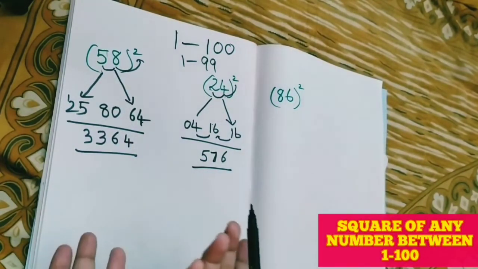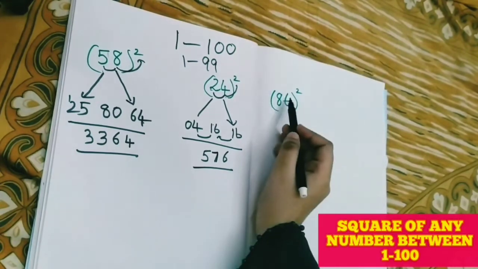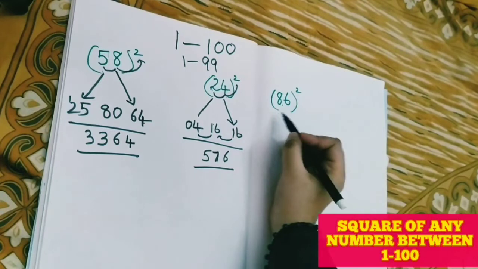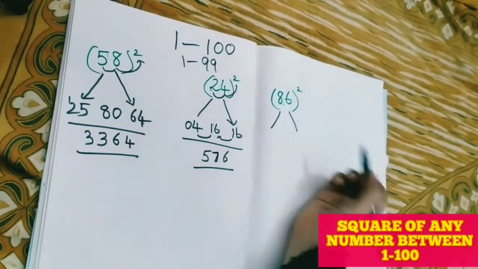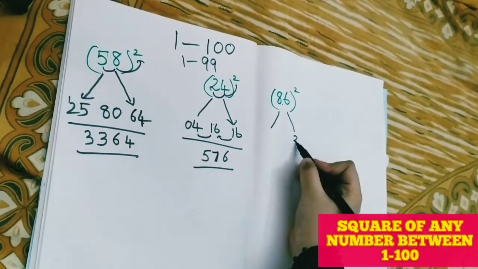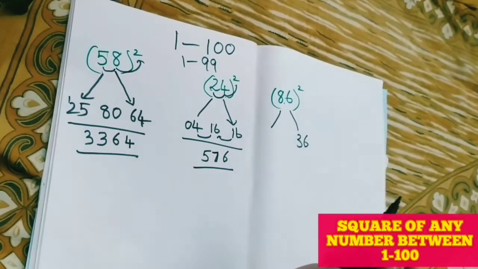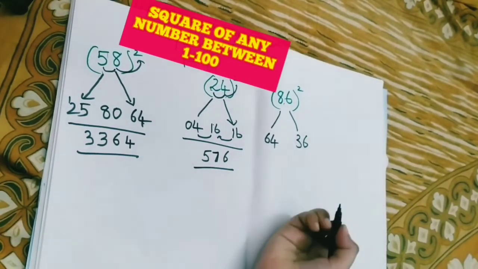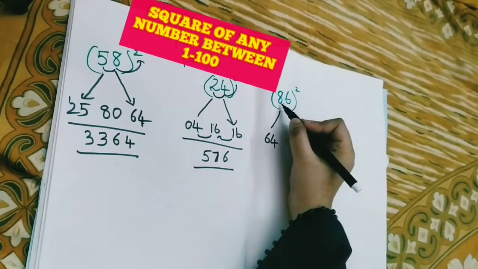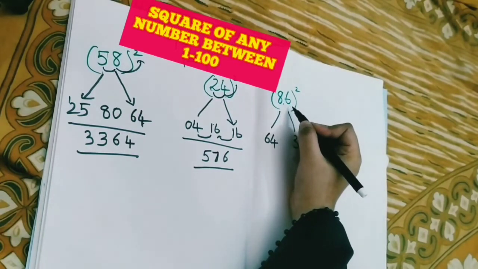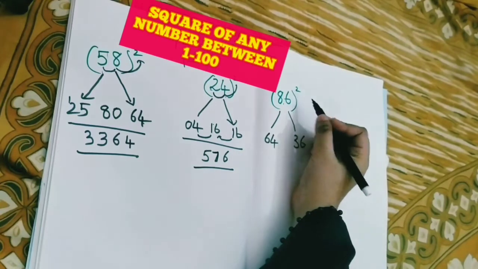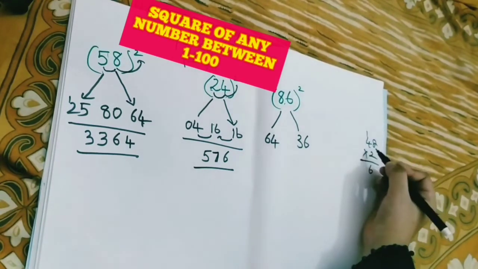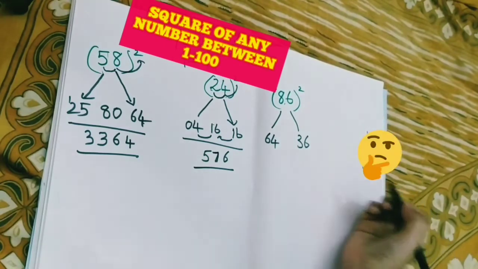For example, I have taken small numbers. Now let me do it for a bigger number. So 86 the whole square, the same thing. How will we do it? 6 6s are 36. The square of 6 is 36, and the square of 8 is 64. After that, 8 6s are 48. 48 into 2 is 8 2s are 16, 4 2s are 8, so it is 96, isn't it?